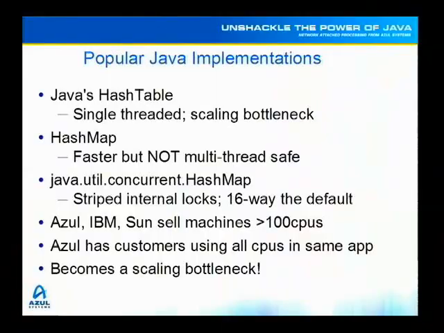But it turns out that it's easy to get machines with more than 100 CPUs these days. You go to Azul, you can get one with 750 CPUs. And we do have people using all those CPUs all at the same time. So rapidly, a 16-way striping hash table is a major bottleneck. And you can make it a bottleneck on lots of machines these days.